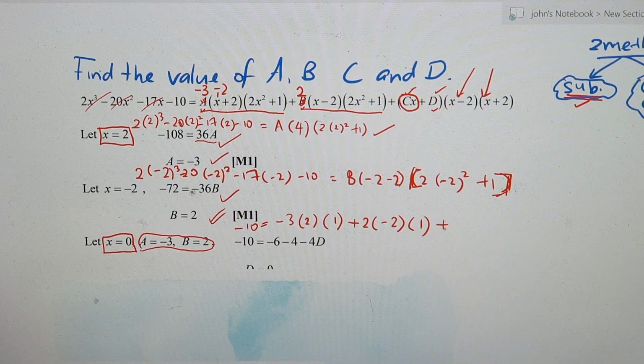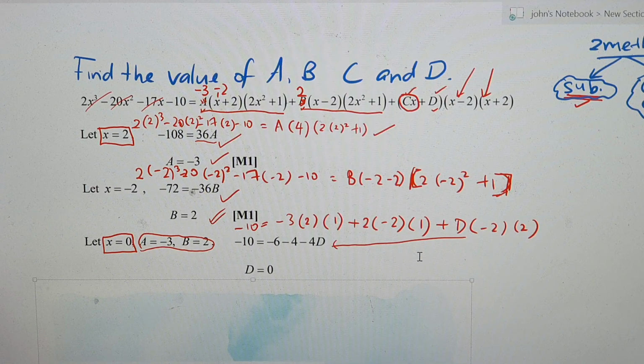Okay, and for this part here, you will get this. And then when you simplify, you will get this. And then when you finally work out, you will find that d is 0. Then you ask me, d can be 0? Yes, d can be 0. In fact, a, b, c, d, either one of them can be 0 depending on what you are given here. So don't be surprised to see it being 0.